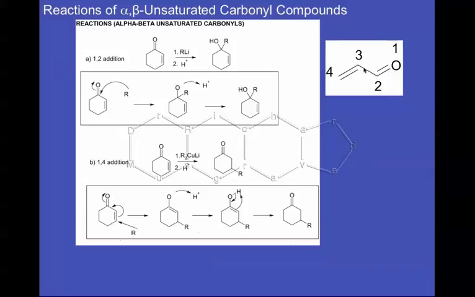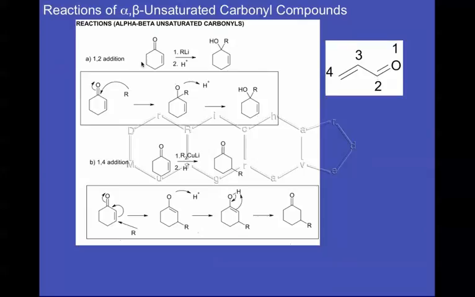You'll notice this is a conjugated set of double bonds, which means it has a specific set of reactivities that goes along with that. When we're discussing the reactivity of this system, it's typical to number the system. We number the system from 1 here on the oxygen to 2 to 3 to 4. This has nothing to do with the numbering system we use for naming. This is strictly numbering the alpha-beta unsaturated carbonyl system.